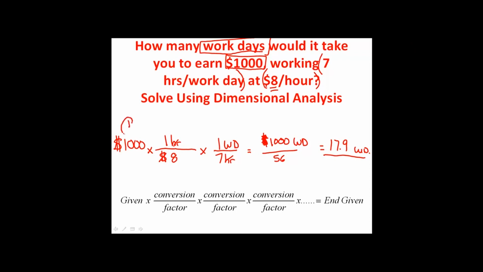Once again, I started the problem off with step 1 with the givens. Step number 2, I use conversion factors to convert the problem along the way. Step number 3, I canceled out my units along the way: dollars, dollars, hours, hours, left with workday. And step number 4 was to do the math in the problem, multiplying across the top, dividing across the bottom, 1,000 divided by 56 to give me 17.9 workdays.